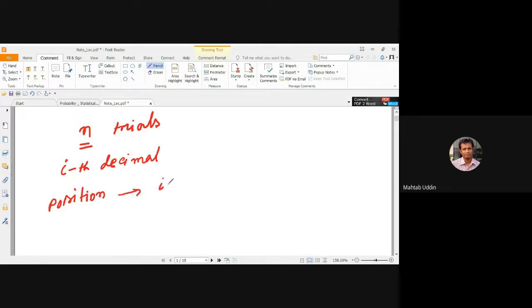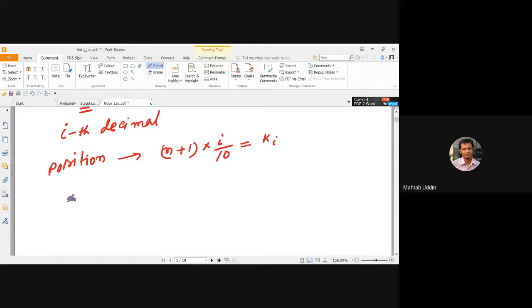As the total trials, it will be (n plus 1) into i by 10. This is the position. First we have to find the position. Say this is k_i, then the value will be y_{k_i}. Okay, I'll show how you can find this.